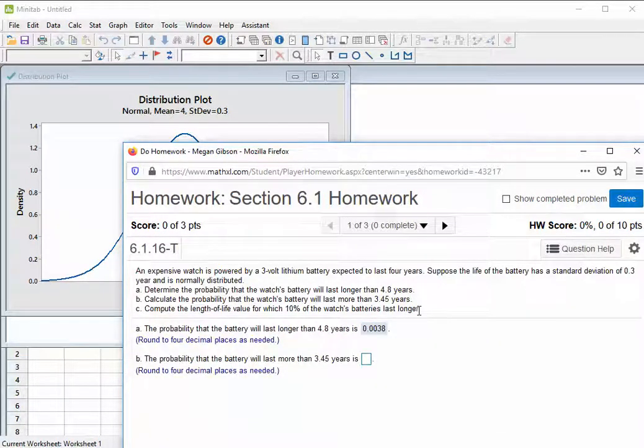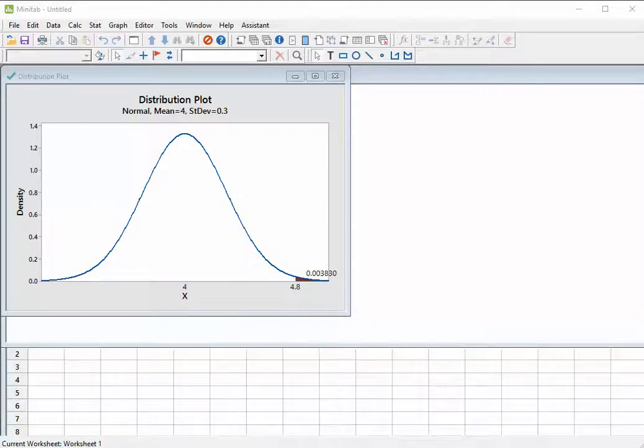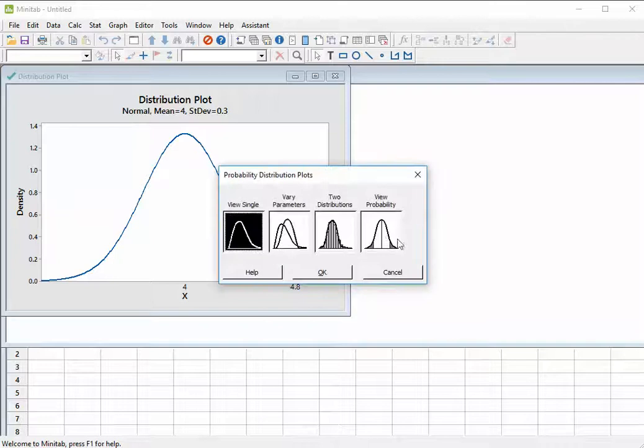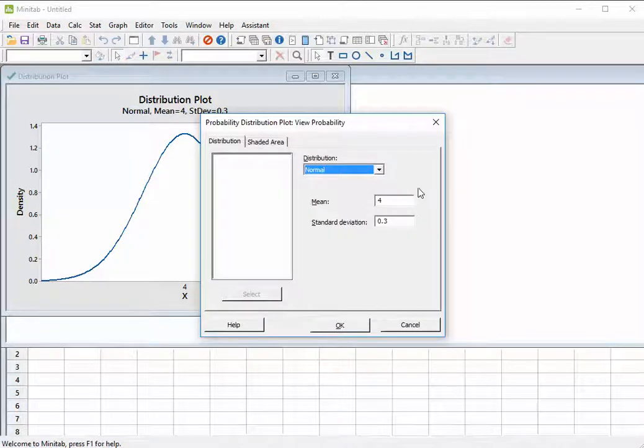Now I'm going to go ahead to part C of this problem because it's a little bit different. It says to compute the length of life value for which 10% of the watch's batteries last longer. Now instead of giving me an x value, they're giving me a probability here of 10%. So I'm going to go back to Minitab. I need to repeat the process of clicking on Probability Distribution Plot and View Probability. Now it keeps the value for the mean and standard deviation in here, which is nice.